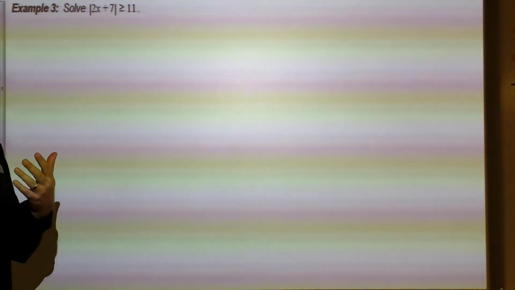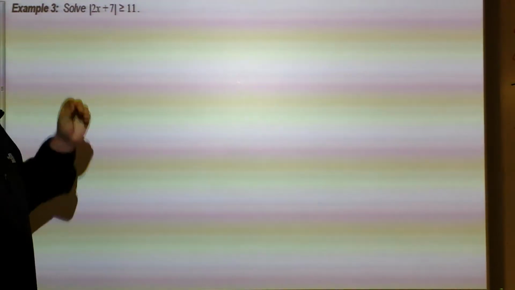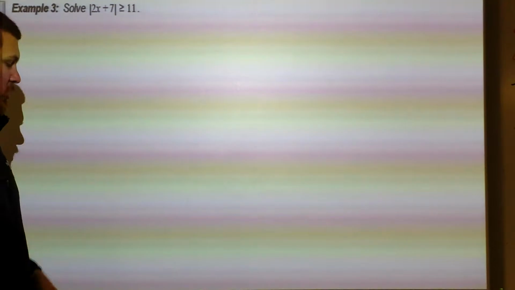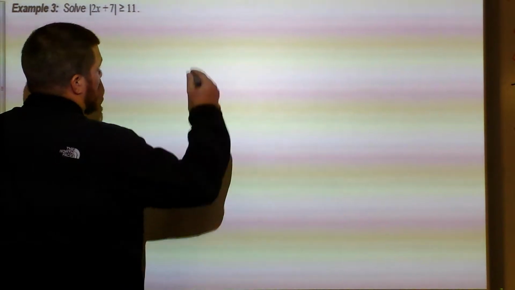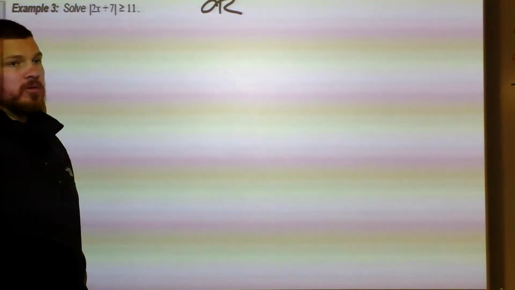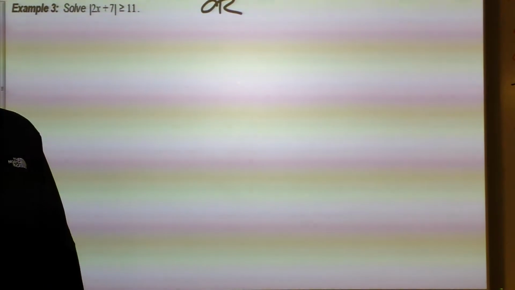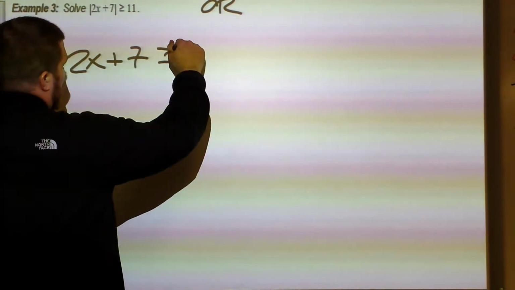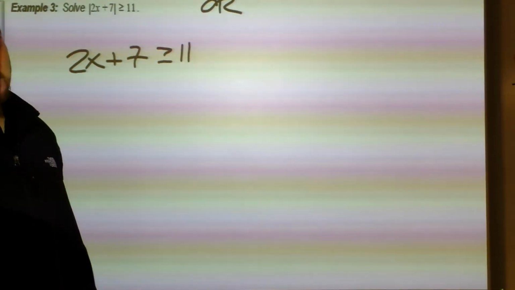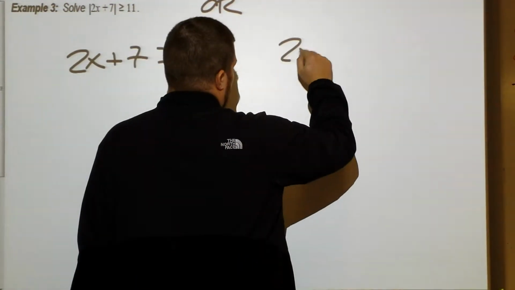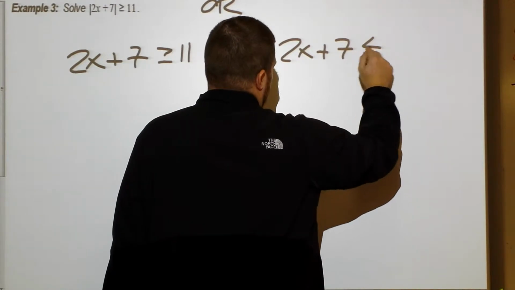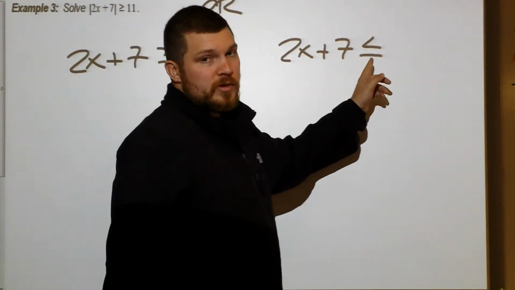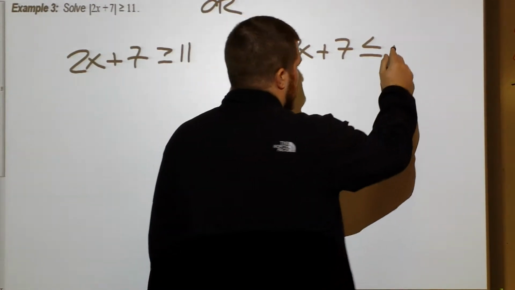Okay? Now, in this particular example, what we have is a greater than or equal to problem. So again, our rule at the beginning of this video says that's an or problem. And what we're going to do is split this up into two separate problems. So we have 2x plus 7 is greater than or equal to 11. We're going to keep that one exactly the same, no big deal. And 2x plus 7 is less than or equal to, notice we flip the symbol when we do this, so or is a little bit trickier. So less than or equal to negative 11.